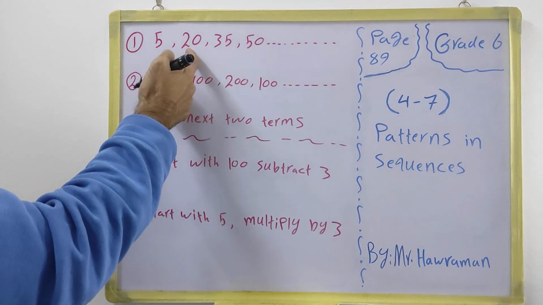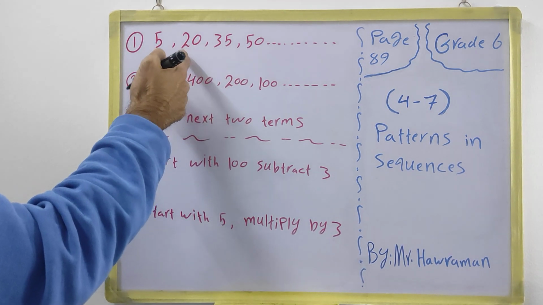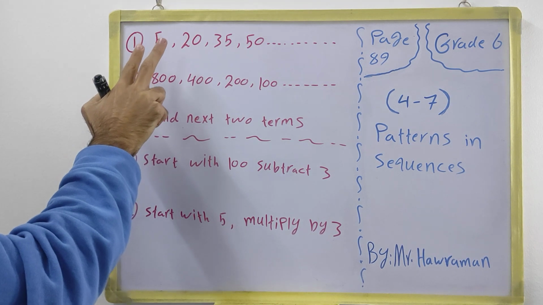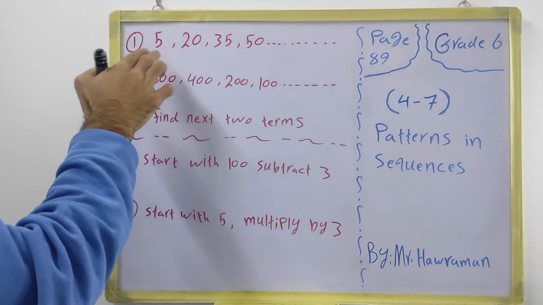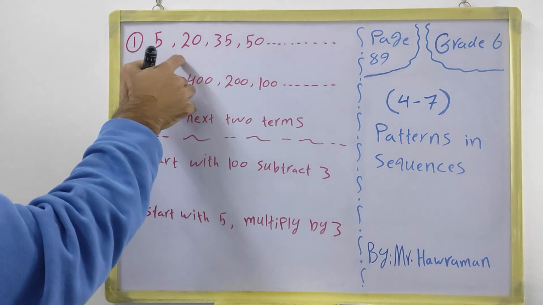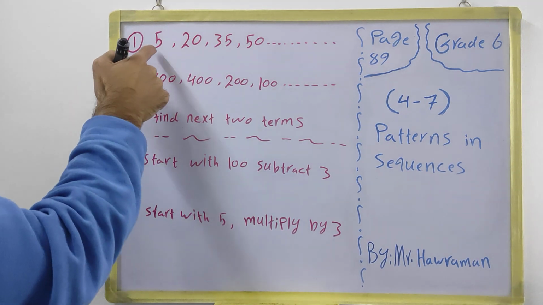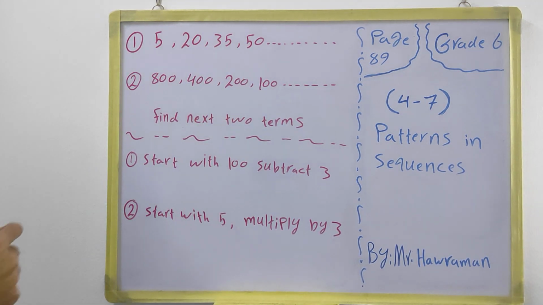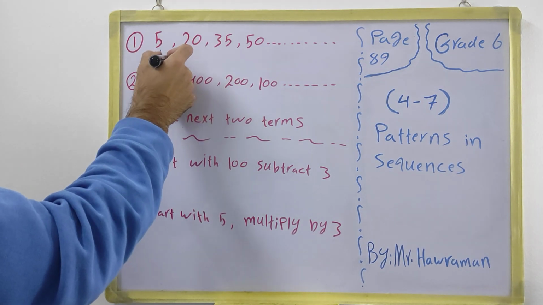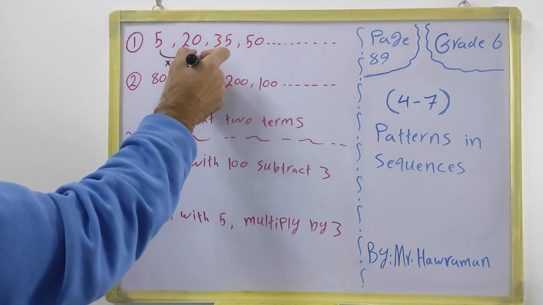5 to 20. When the number is getting greater, it means it's one of plus or multiply. 5 multiplied by what would be 20? It must be the same thing. If it's multiply by 4, it must be multiply by 4 every time. If we say 5 multiplied by 4 equals 20, then it must be the same thing.